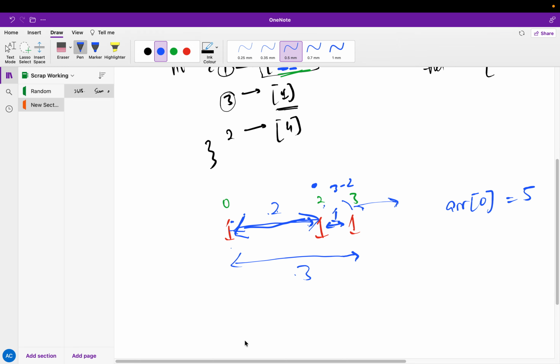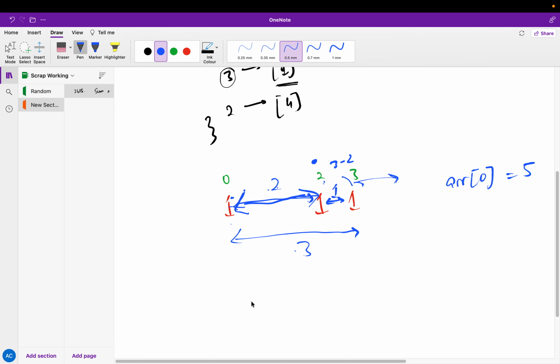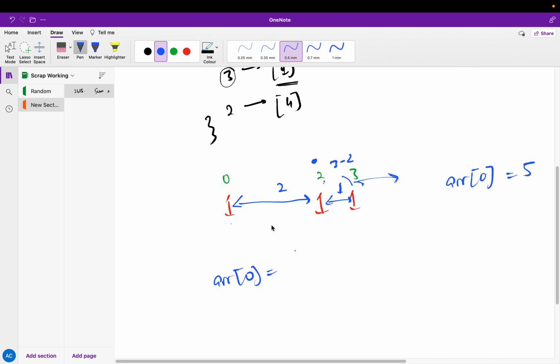Alright, maybe we'll start with the more n squared solution, and see if we can find any redundancies. What I would do is probably go with the initial strategy. Let's find the gaps. Let's find the size of the gaps. So between here and here is 2, and between here and here is 1. So then array at 0, I know is equal to the first gap plus the second gap, to get to that. So it's 2 plus 1 gives me 5.